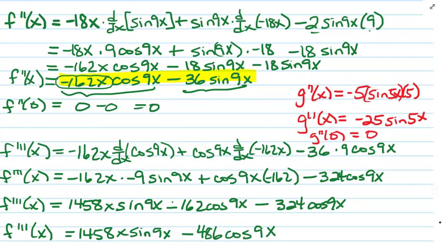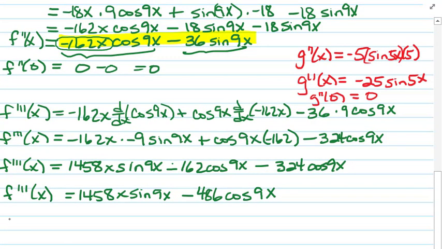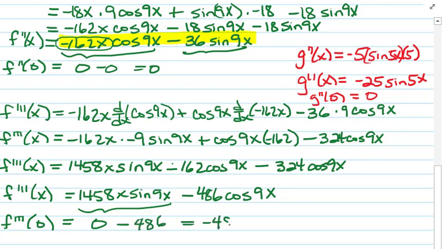So let's see what our third derivative evaluated at 0 would be. So this first term's definitely going to be 0 minus, now cosine of 0 is 1, so minus 486. So it's going to be negative 486. So we know right away we're not going to be applying L'Hopital's rule a third time. So let's see what happens with g.